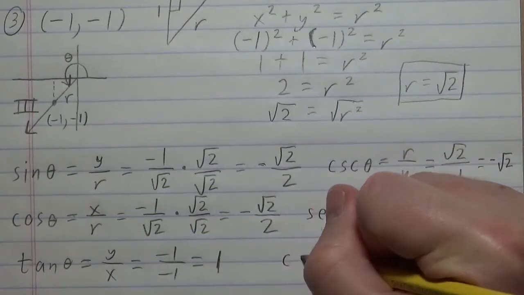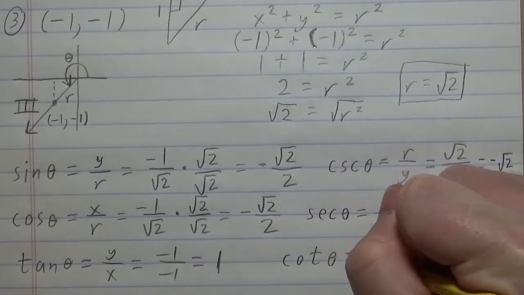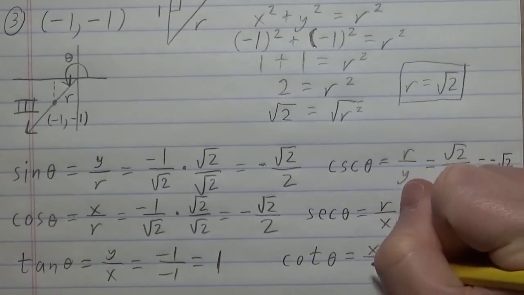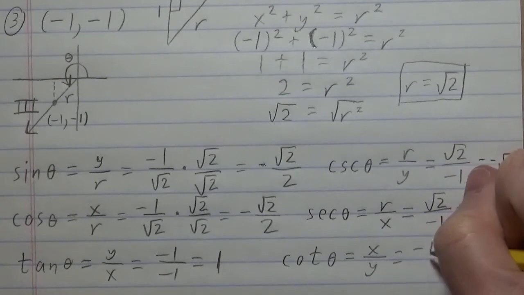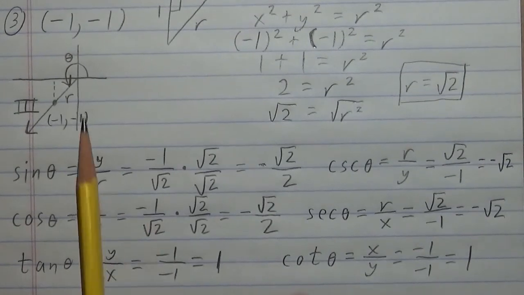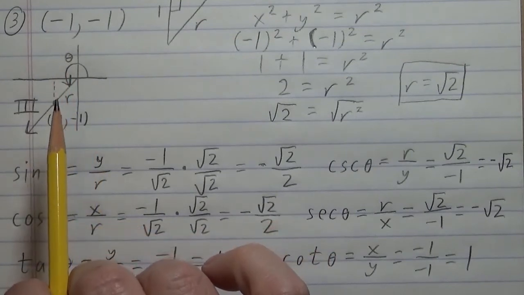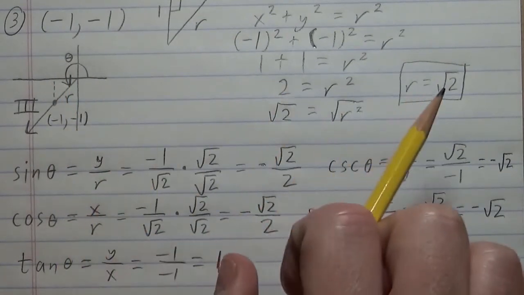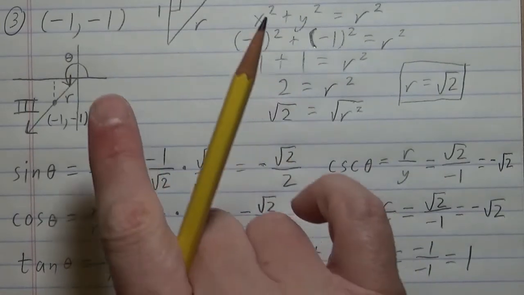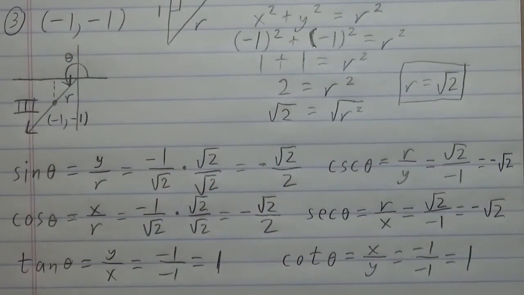Lastly, cotangent. Reciprocal of tangent, which is x over y, negative 1, and it's the same as tangent. So the tricky thing about this point is, one, it's in the third quadrant. The ratios achieved involve a square root. The r value must be calculated when it's not just provided. So, point, 6 ratios, last one.